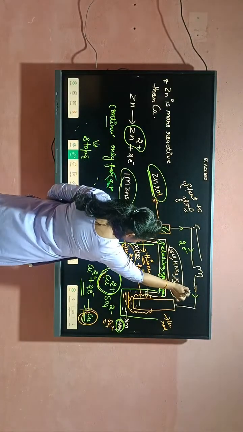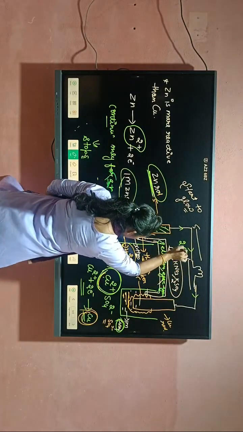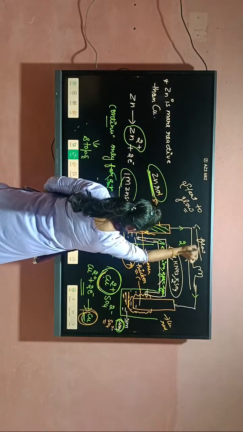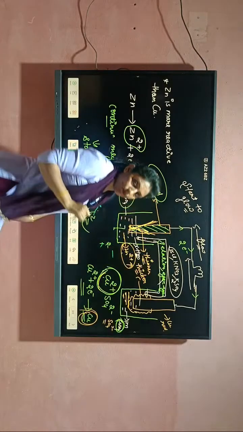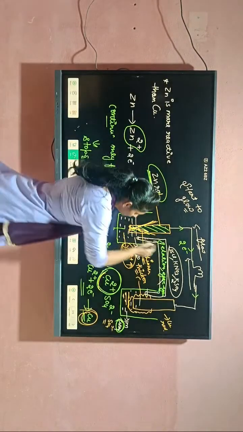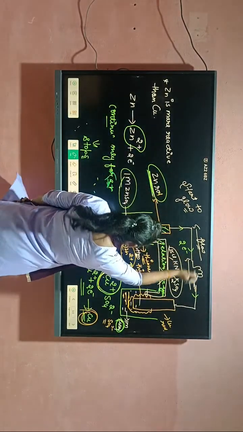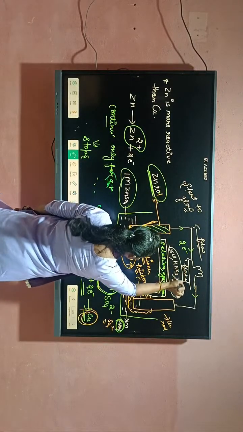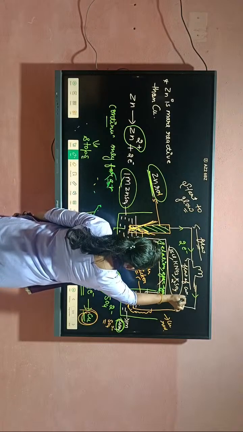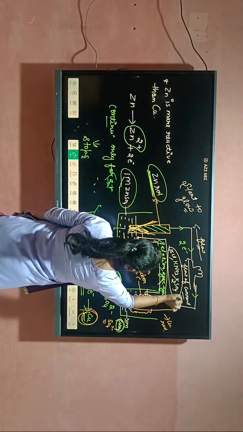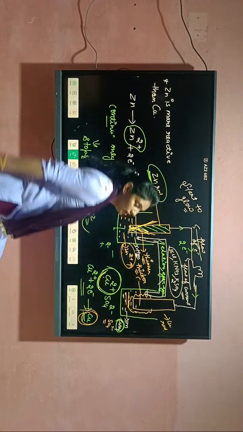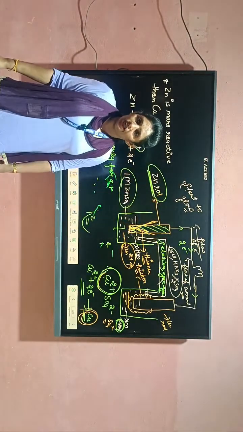So students, current flowing takes place from this to this rod. But here, sorry, it is flow of electrons. Flow of electrons takes place from zinc rod to copper rod. And from copper rod to zinc rod, flow of current takes place. Conventional current will flow in the opposite direction of the electrons.